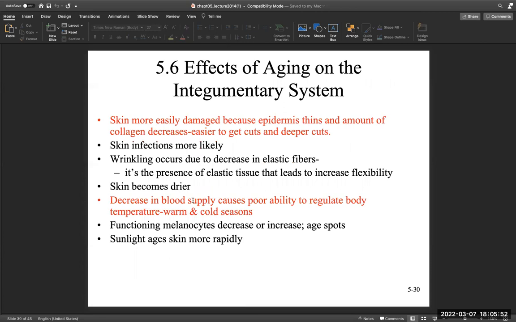Now, effects of aging on the integumentary system: skin becomes more easily damaged because the epidermis thins and the amount of collagen decreases. So what happens is there are cuts that you don't even feel, or you might not even get a paper cut, because you're young and your collagen is nice, thick, and strong. Your epidermis is thick. Well, in us, even if we get a paper cut, it is very minor. In people who are elderly, it might actually be really hard to stop the bleeding, just from a paper cut.